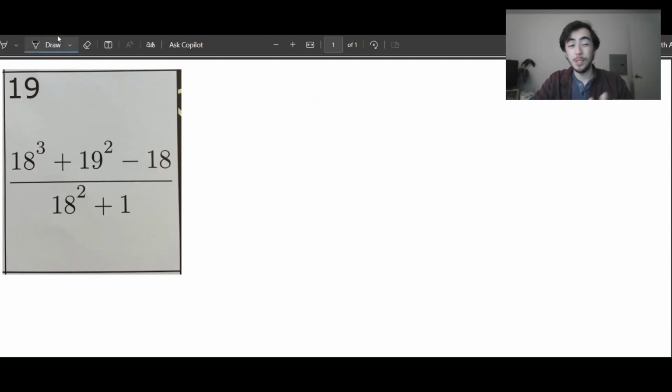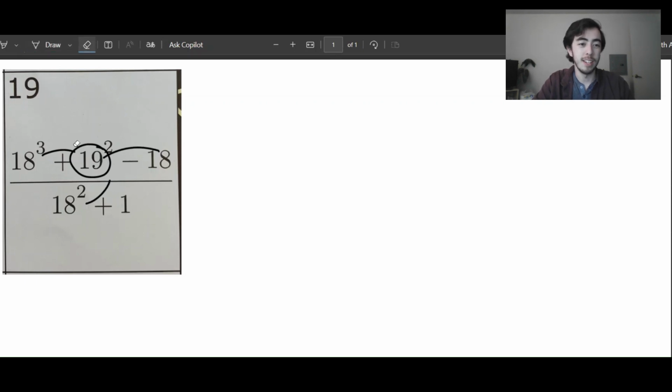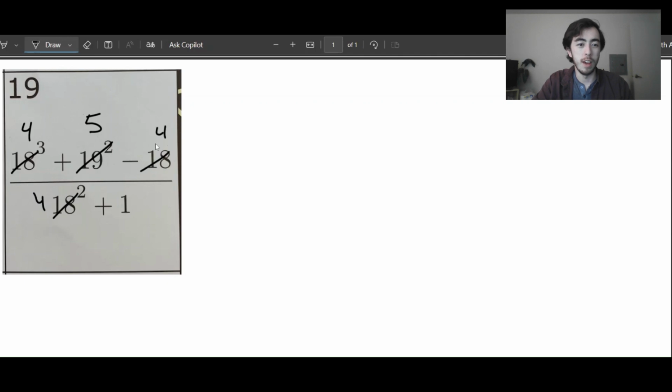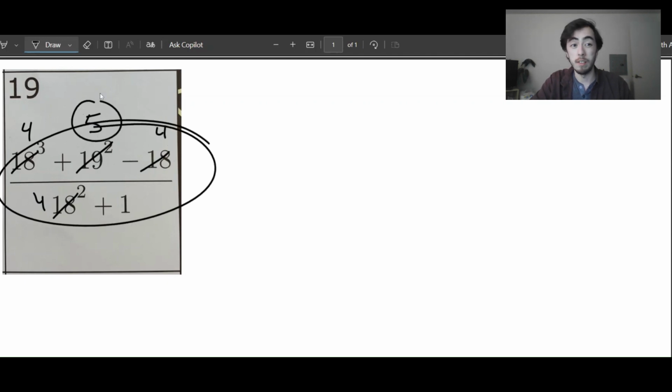I'm a little bit suspicious of these problems whenever there's a number that matches today's date. And then all of these 18s are just one less than that 19. So I'm kind of convinced if I replace the 19 with a 5, for example, and all of these 18s with 4s, that overall I would still get a 5.